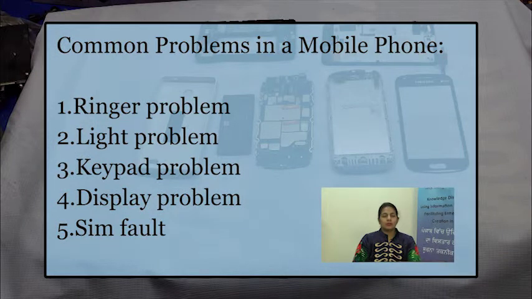Now let us talk about some small common problems that can occur in mobile phones that will help you to start the course. Like the ringer problem, that is if the ringer is not working or the sound is not clear, then what do you have to do? First of all, check the ringer settings in the phone. If that is not okay, then open the phone and clean the ringer point and connector. If the problem still persists, check the ringer using a multimeter in the buzzer mode.